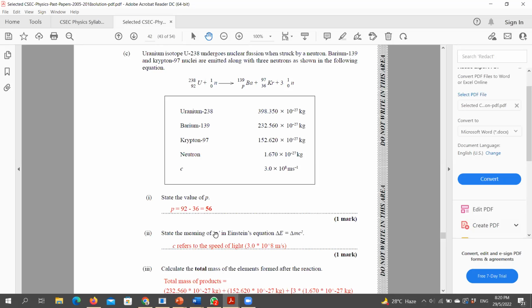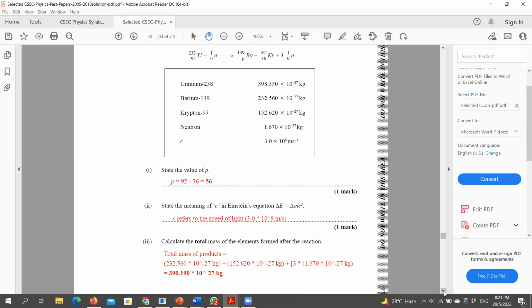All right, state the meaning of C in the Einstein equation. Delta E is equal to delta m c squared. C here refers to the speed of light, right? Speed of light. And that's 3.0 times 10 to the 8 meters per second.